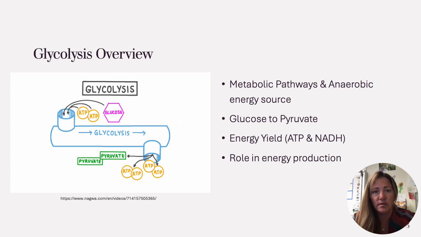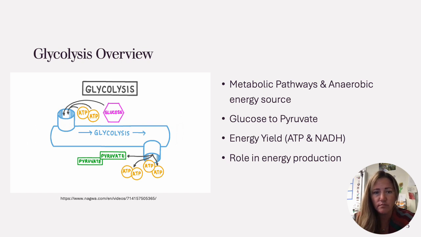Glycolysis is both a metabolic pathway and an anaerobic pathway for energy that is involved in nearly every type of organism. Although it needs no oxygen, hence the anaerobic aspect, it is the first step in cellular respiration. Glycolysis breaks glucose into pyruvate, yielding energy as ATP and NADH. This pathway occurs in the cytoplasm of cells and is vital for producing energy, especially in tissues like muscles and the brain.